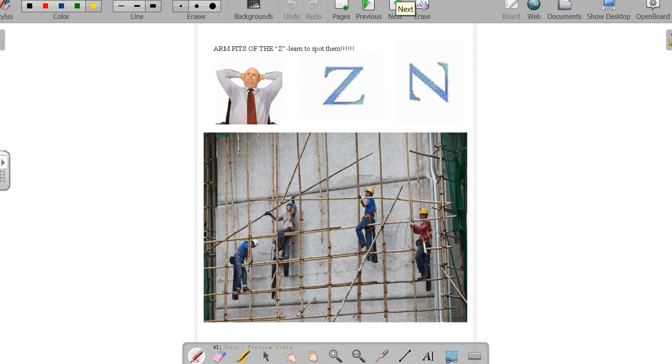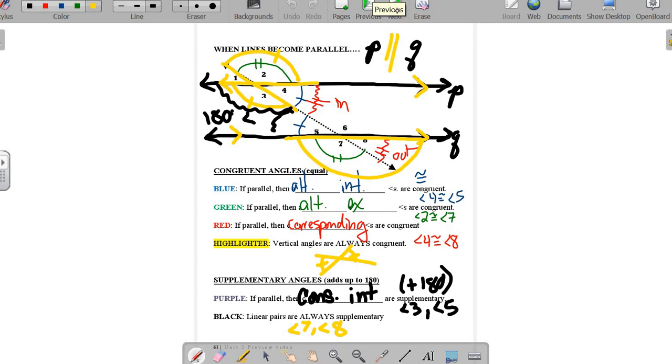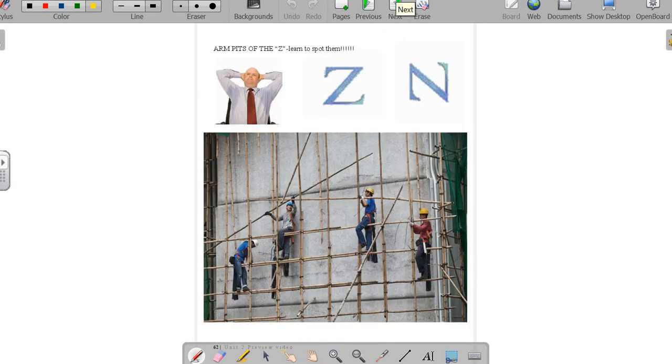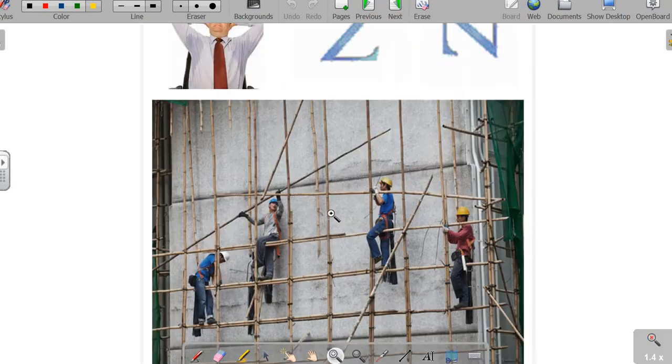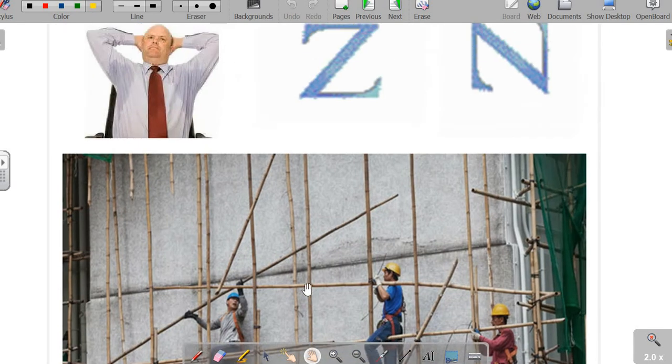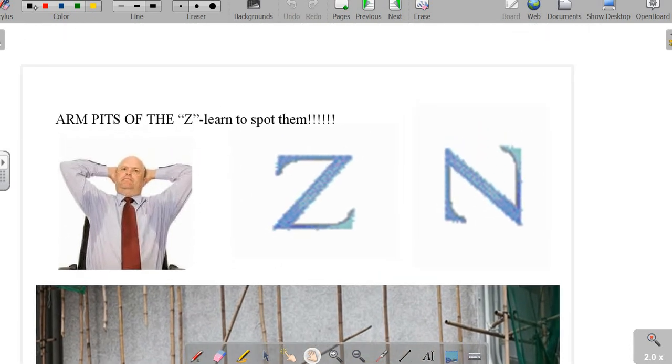Now, out of all of these angles, the ones that are most critical are the alternate interior angles. In fact, they are so critical that I have a special name for them. So when lines are parallel and you have a transversal, you want to look for what I call armpits of the Z. The armpits of the Z.